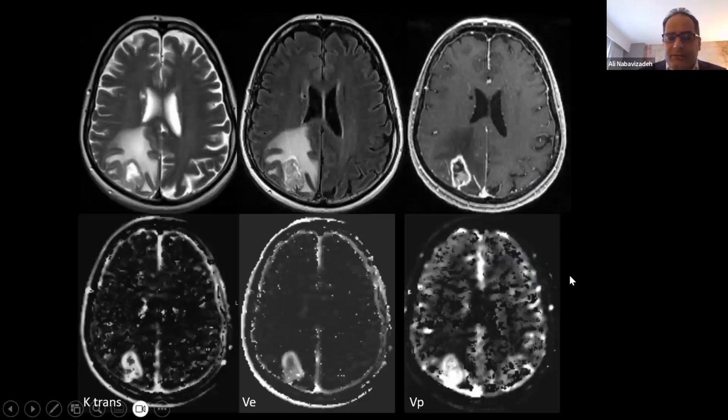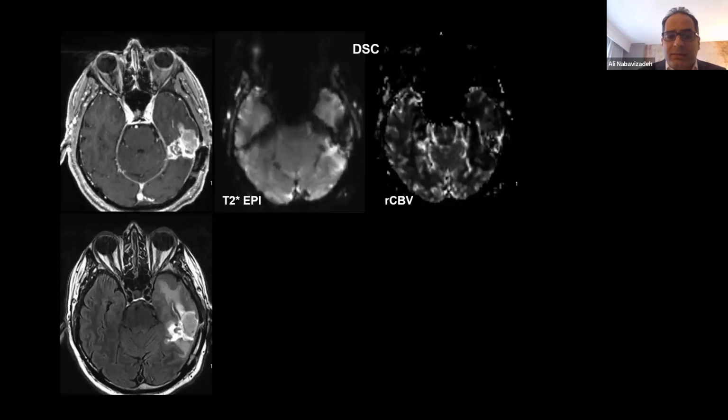Here is a post-treatment GBM patient. You can see T2, FLAIR, post-contrast T1, and you can see the different maps, K-trans, VE, and VP. All of them are elevated, but you can look at them visually, and most importantly, we can quantify them, we can normalize them to the white matter, and we can use the absolute values. And this is very helpful when we're dealing with susceptibility, and we can use DSC imaging.